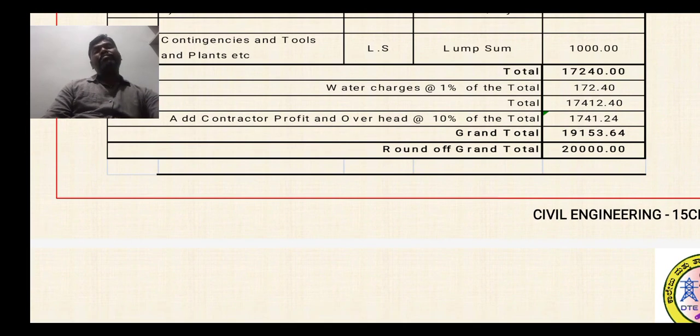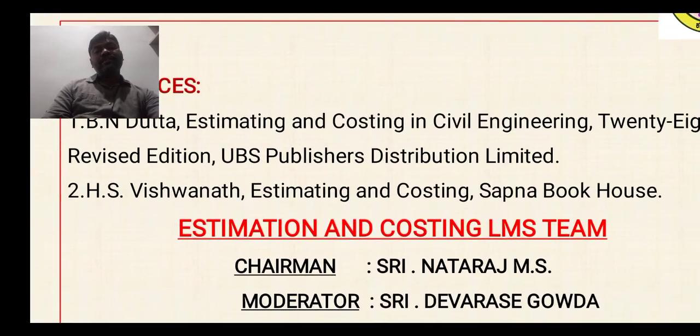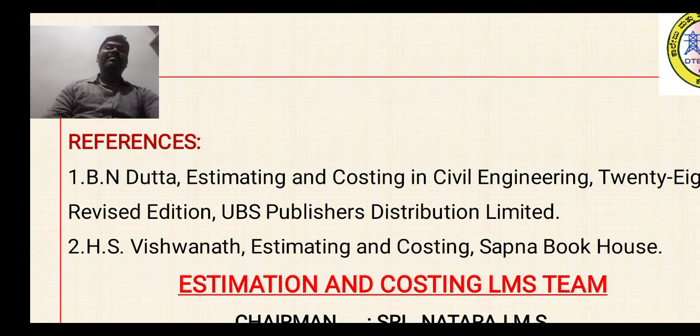Rate per 100 square meter: we divide 20,000 by 100. We get 200 rupees per square meter. References: B.N. Datta, Estimation and Costing in Civil Engineering, UBS Publishers, and also H.S. Vishwanath, Estimating and Costing, Sapna Bookhouse.